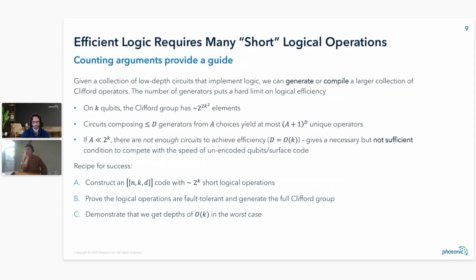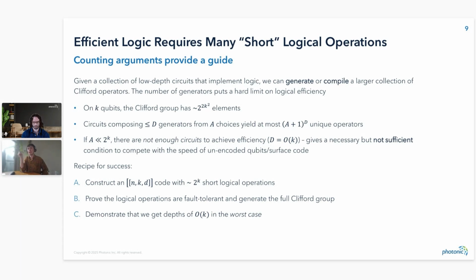Well, let's suppose we have some collection of low-depth, nice circuits. Let's say we have A of them. We can call these generators. We can use them to compile a large collection of Clifford operators. But this number, A, how many logical operators I have in my bag to choose from, is going to put a hard limit on how efficient my compiling can be. A simple counting argument gives you a guide here.